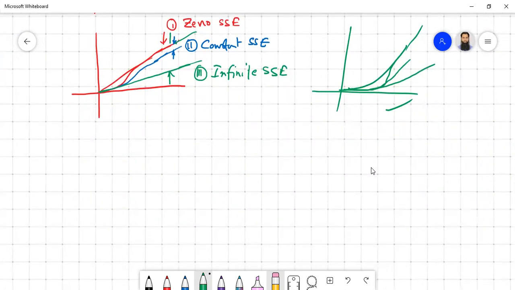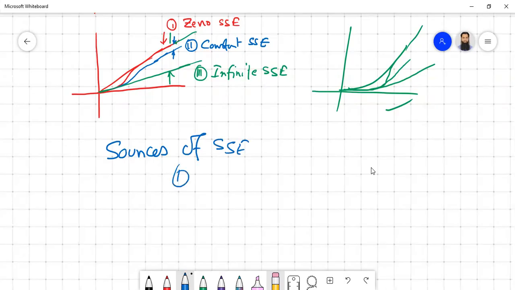Next, before actually going into the derivation and how to apply those things, let us start with the sources of the steady state error. What are the reasons for having steady state error? So, sources of steady state error.